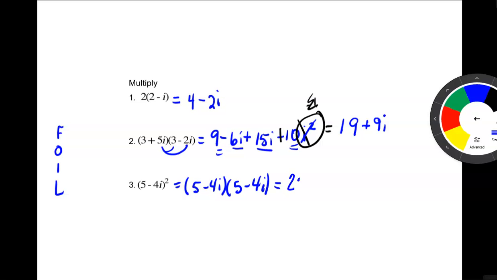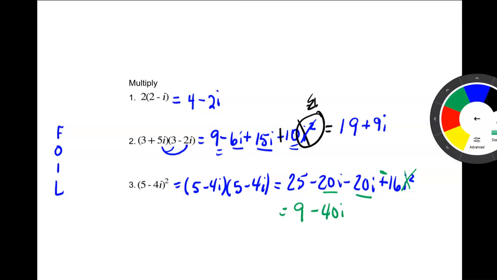First times first is 25. Outside is -20i. Inside, -20i. And then -4i times -4i is positive 16i squared. I'm going to change colors. I'll change it to green. That will show up good. We're going to combine our -20i's together. And then also, we can take off the i squared. That's equal to -1, so that's going to make this a -16. So we have 25 minus 16 is 9. -20i and -20i is -40i.